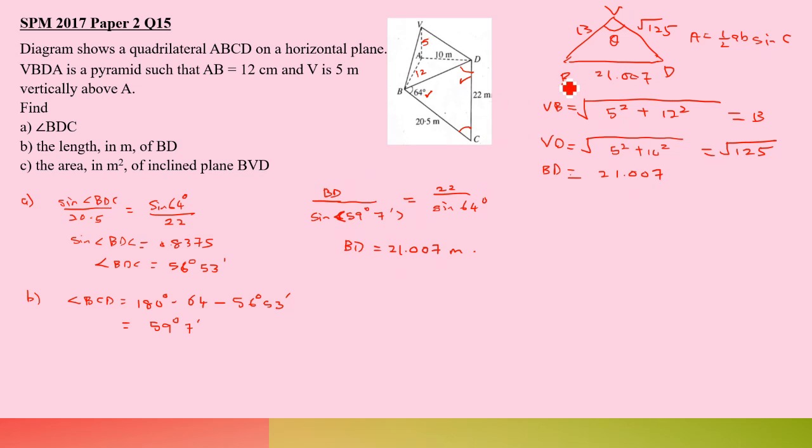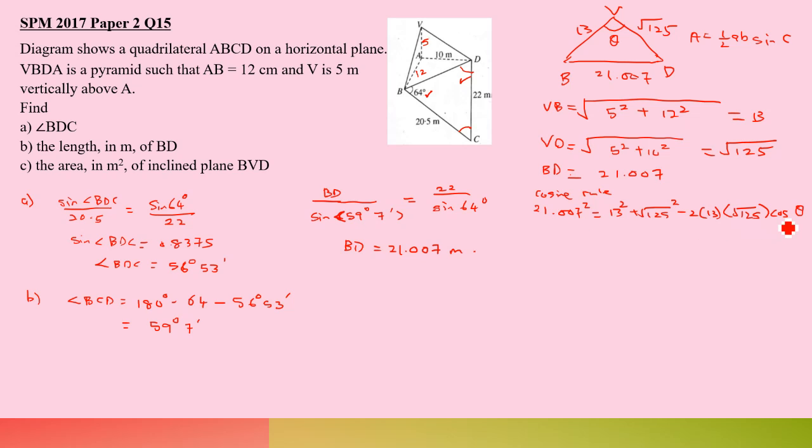Recall your cosine rule: the side opposite the angle, squared, equals the other two sides squared, and so on. I just write here, cosine rule. So you have 21.007 square will be 13 square plus square root 125 square minus 2 times 13 times square root 125, and we don't know the angle, that's what we want to find. We call it cos theta. Square this, square this, square this, and bring all these numbers together, and then this together.